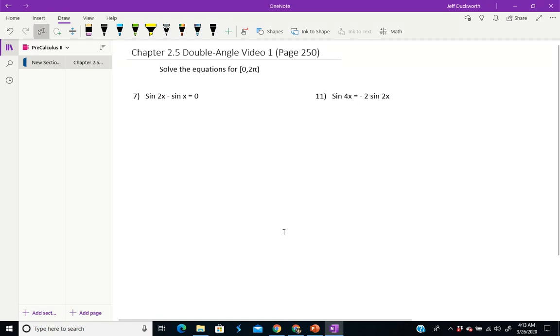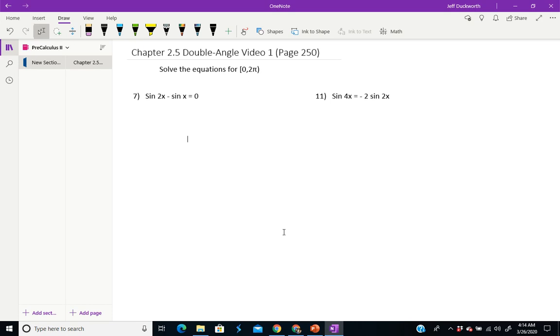So I've got here 2 different problems from your book. This is again chapter 2.5. The homework is on page 250, and I've added the general caveat that I've done in class. We're going to solve the equation for just 0 to 2 pi, not every possible value that we can find. Just the values of x between 0 and 2 pi, including 0 but not including 2 pi.